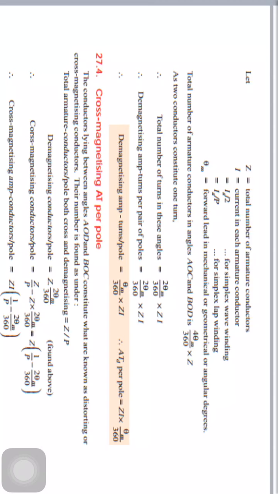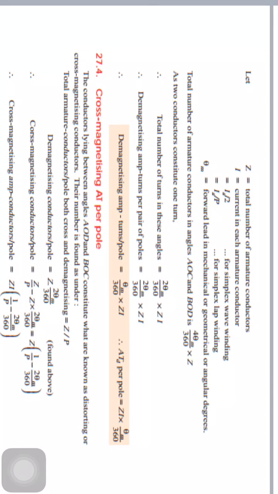Okay, theta m, forward lead, that is the change in the angle in mechanical or geometrical or angular degrees. Now from the diagram, the total number of armature conductors in angles AOC and BOD is 4 theta m by 360 into Z. Because two conductors constitute one turn, so 2 into 2 theta m by 360 into Z, so that we will get 4 theta m by 360 into Z.